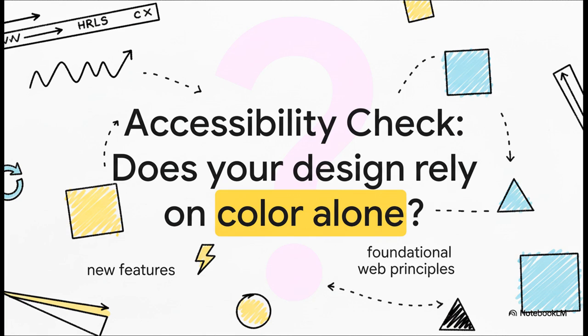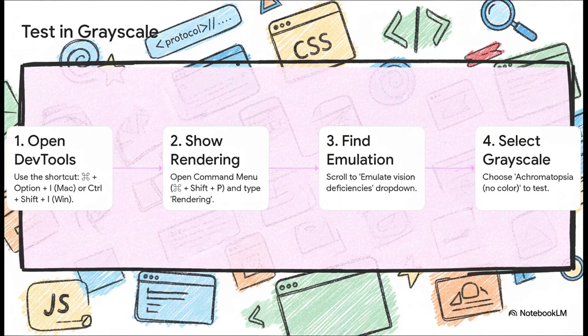Does my design rely only on color to get information across? If you took all the color out of your UI, would it still make sense? Are those red borders for errors and green for success still obvious if they're both just gray? You can check this yourself in like 30 seconds, right inside your Chrome DevTools.